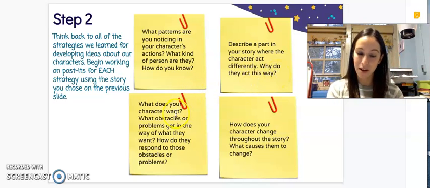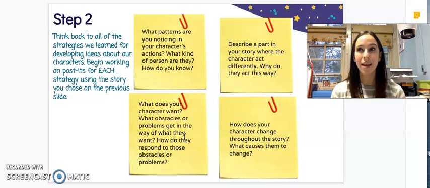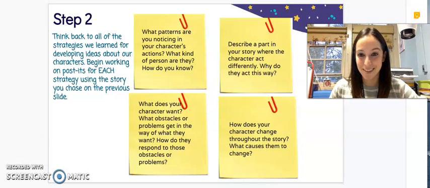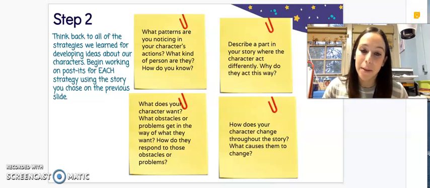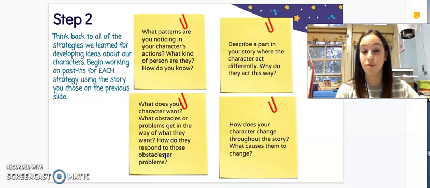Then we worked on thinking about what it is that our characters want and the problems they're facing, and then how they respond to problems, right? Or do they just give up when they're faced with a problem? Are they up for the challenge? So we were thinking about, well, do they give up when they're faced with a problem, or are they ready to take on a challenge, right, and persevere?